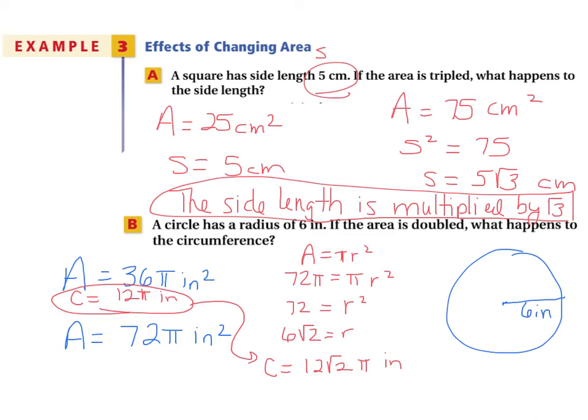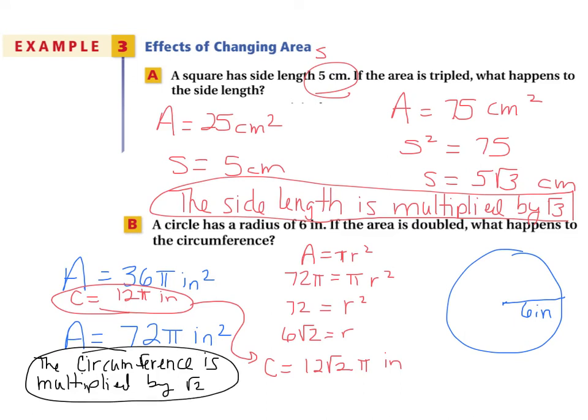So what happens from 12 pi to 12 root 2 pi? Well, the circumference is multiplied by root 2. And voila, there's my answer.